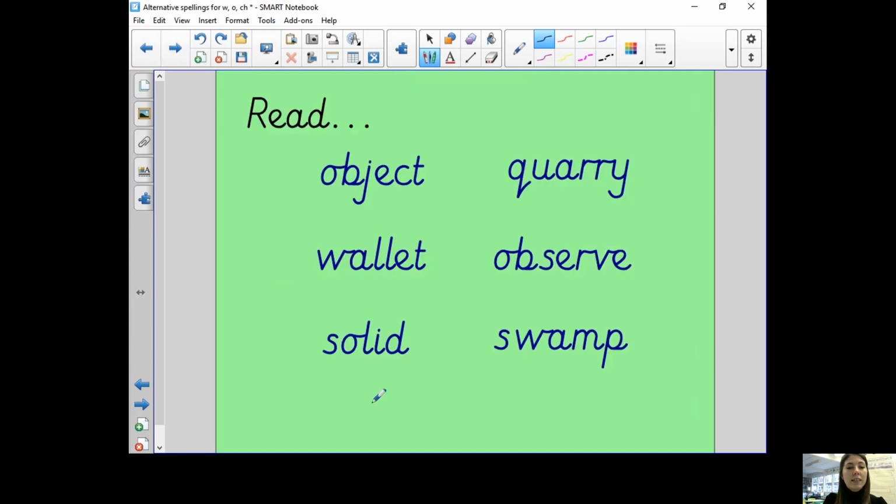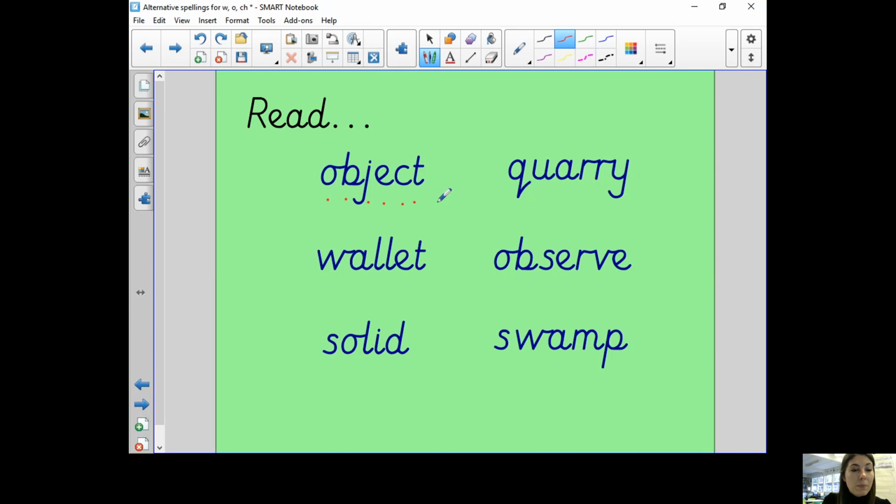Let's have a go at reading these words, thinking carefully about our family members we have just met. Have those sound talking hands ready? I'm going to add sound buttons as we go. Okay, here's our first word. Now I can see an O, so I know I've got my O making the O sound. Are we ready? O, b, j, e, c, t. Object.